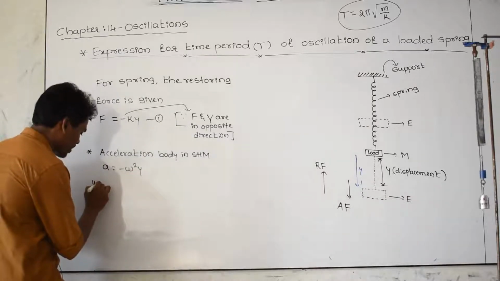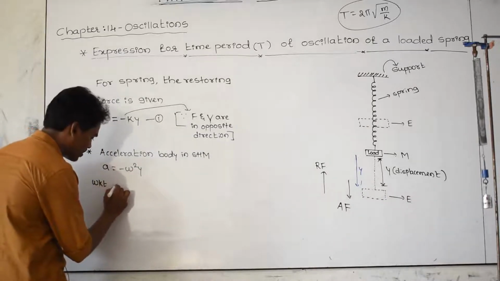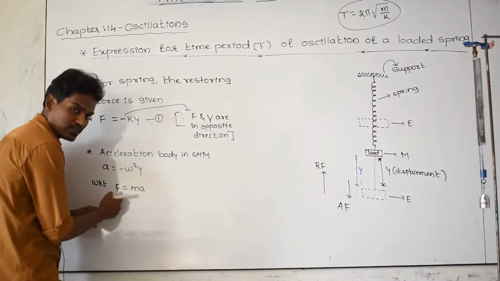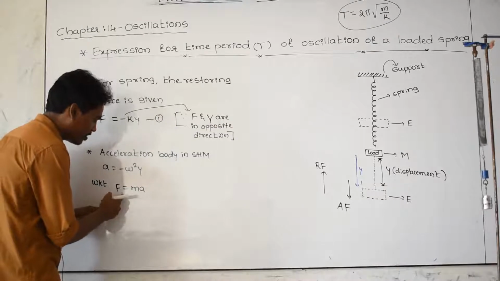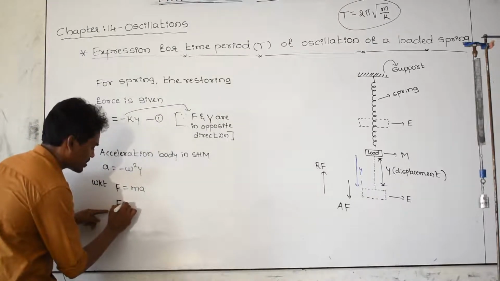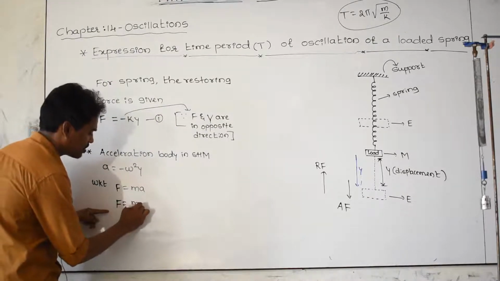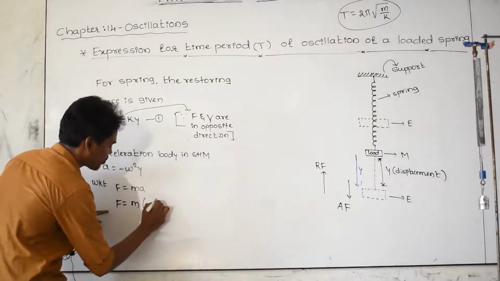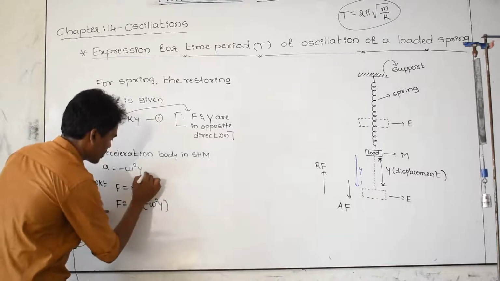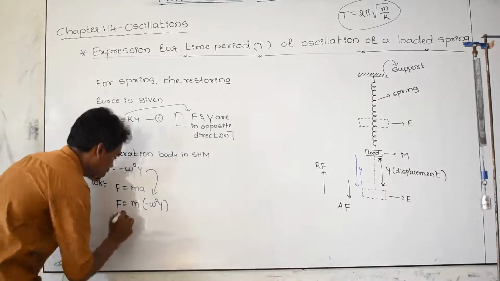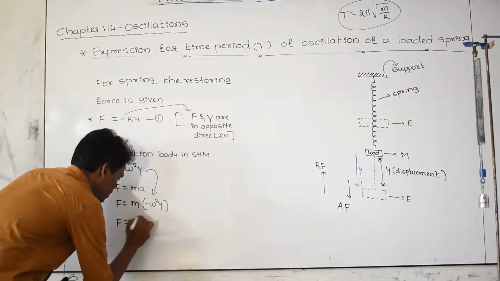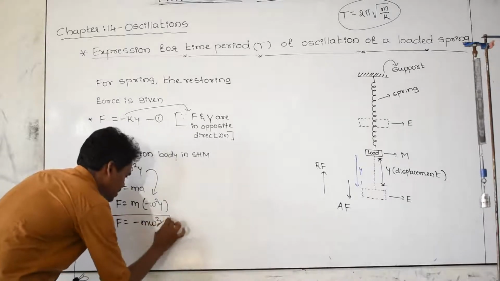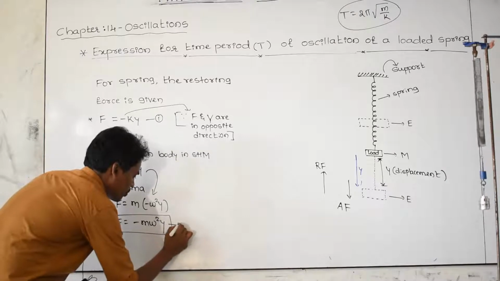Next, we know very well Newton's second law. F is equal to m into a. This is Newton's second law. F is equal to m a. You know very well. Substitute F as it is, m as it is. A can be written as minus omega square into y. Let us substitute here. And F becomes minus m omega square into y. Let us take it as equation number 2.